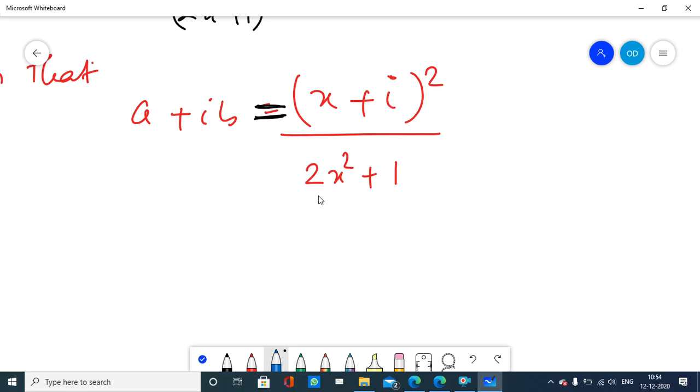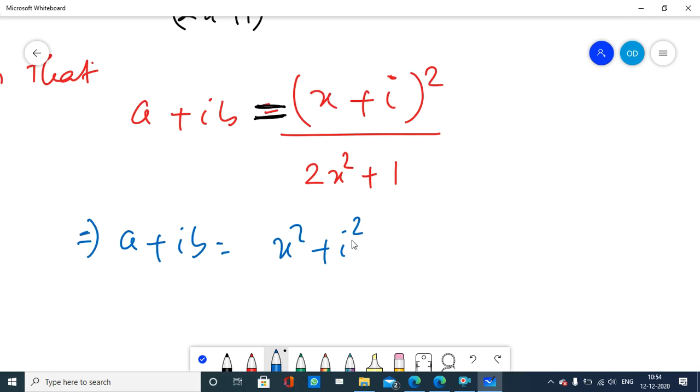If you look closely, on the denominator there is no problem. It is a real number, 2x squared plus 1. There is no i. But on the numerator there is a problem. It is actually the square of a complex number. So first of all you have to open the square. Get my point so far?